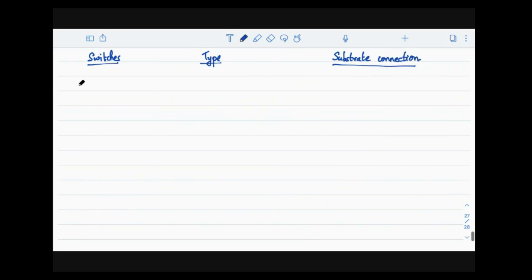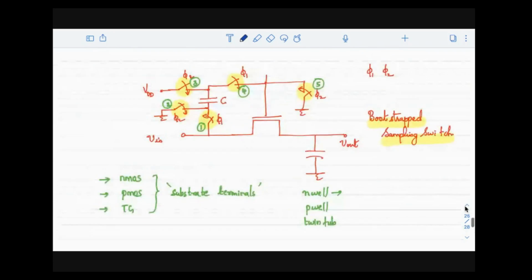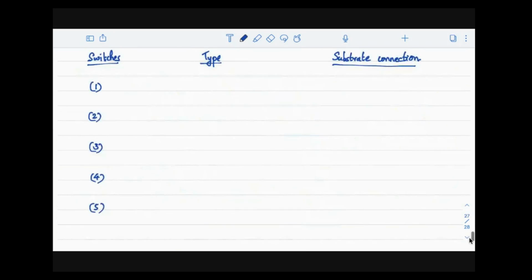So I'll just number the switches as I have used there, which is 1, 2, 3, 4, and 5, and you can see the numbers I have taken are from here. Right. So let us discuss every switch, and then we'll come back and write here what type of switch I can use and what substrate connection I can give. Now, before looking at what type of switch, let us see the different options to implement switches.